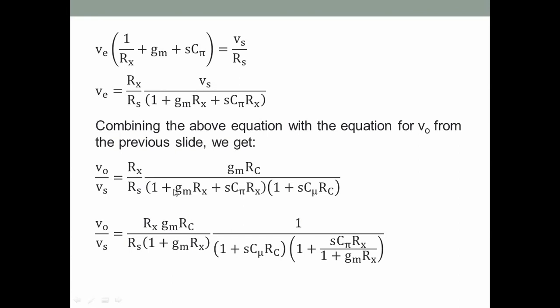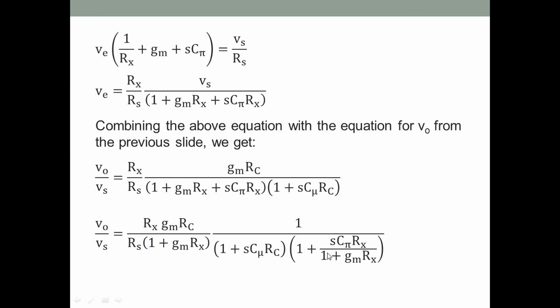So Rx GM RC, we take this 1 plus GM Rx out. So you'll get 1 plus S C mu RC and 1 plus S C pi Rx by 1 plus GM Rx, because that 1 plus GM Rx went out. So now this is the form where this is the low frequency gain and the circuit has two poles.